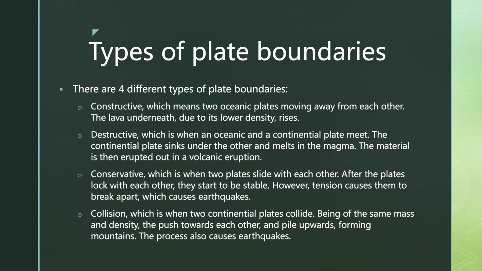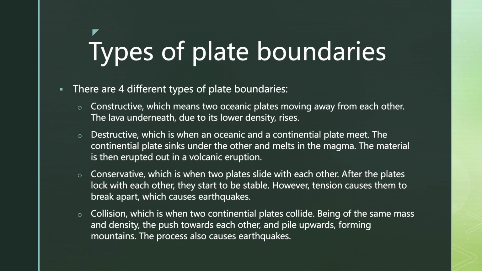The second type is destructive plate boundary. It's when an oceanic plate and a continental plate meet. The oceanic plate, because I said it has a higher density, sinks under the other, and it melts in the magma in the mantle. And then the material is erupted out in a volcanic eruption.